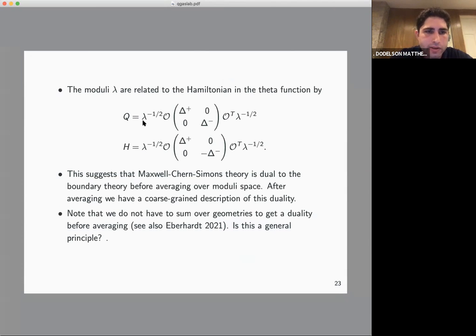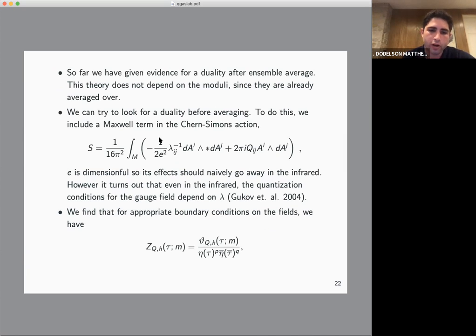Sorry, and there's some relation between the matrix lambda and the moduli theory. It's given by this formula. So what this suggests is that Maxwell Chern-Simons theory is dual to the boundary theory before averaging over the moduli space. After averaging, we have some coarse-grained description of this duality. So a kind of interesting feature of this duality before averaging is that we actually don't have to sum over the geometries. We don't have these MCD geometries. We can just evaluate the partition function on pure thermal AdS.